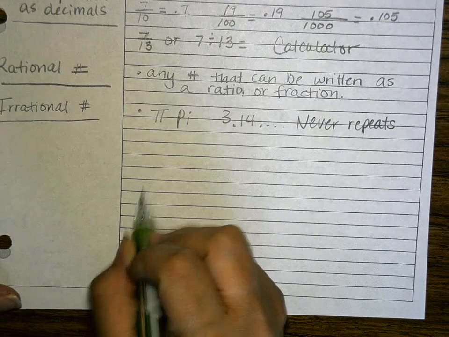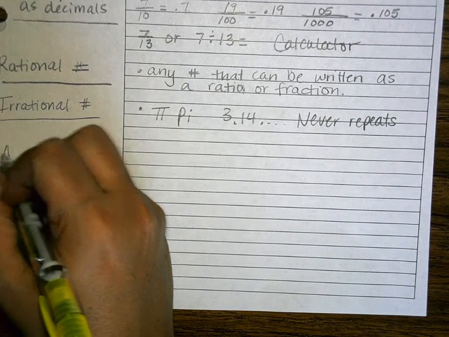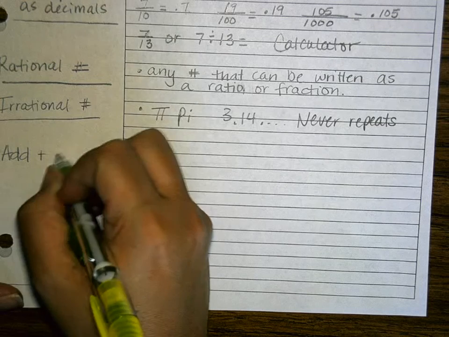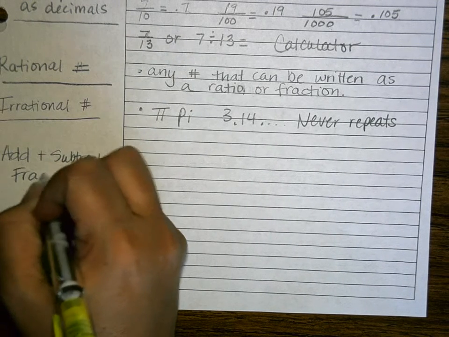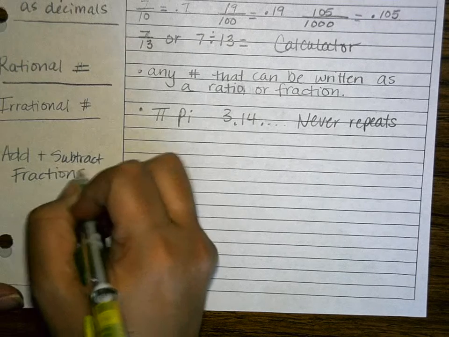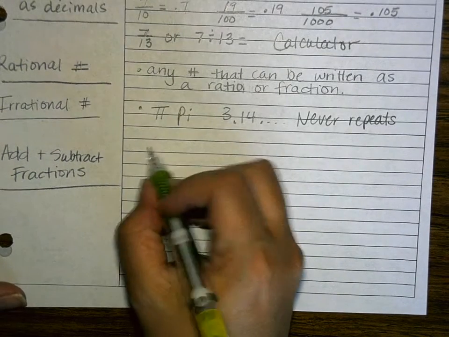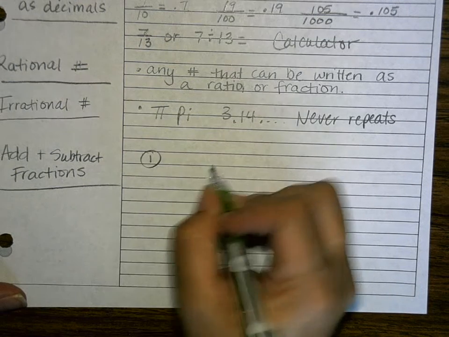Okay, so the last thing. And this is kind of the homework stuff. I'm just reminding you: add and subtract fractions. Today we're only going to do like denominators. Next class we'll do unlike. So if you add and subtract fractions, here are two examples. Number one, really simple. Here we go.